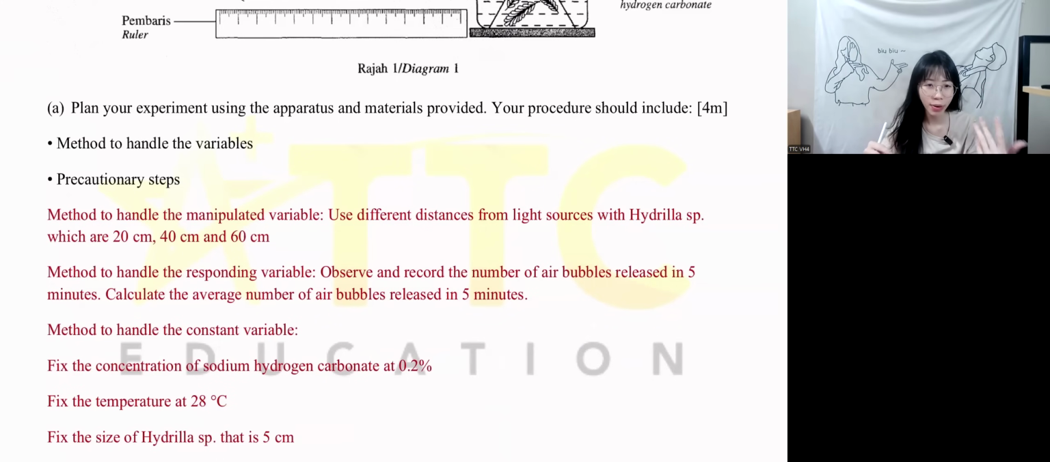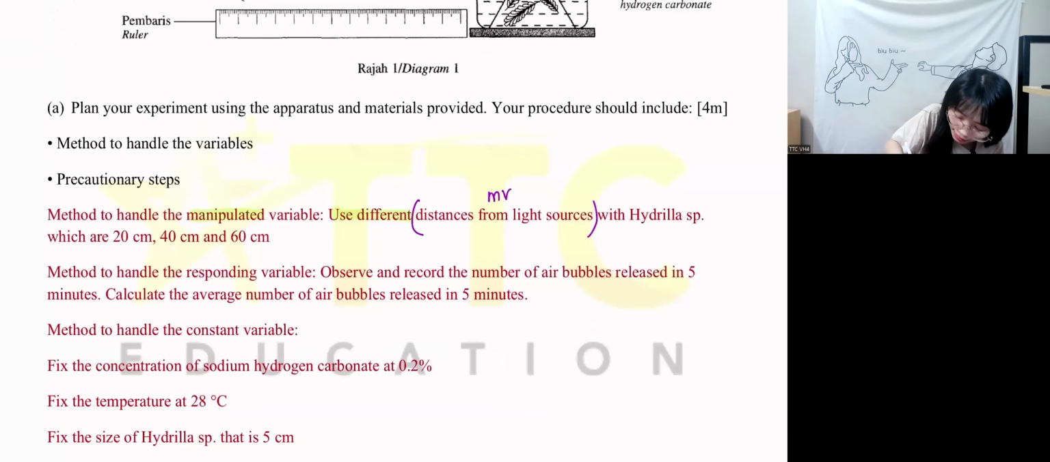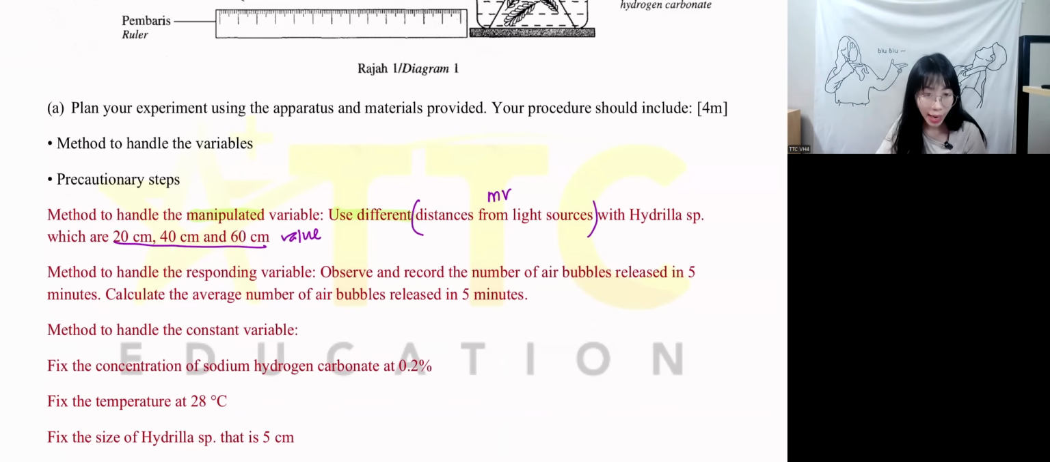Remember, for responding variable, for manipulated variable, and your constant variable, we have a keyword. For manipulated variable, your keyword is use different. Use different distance of light source. Okay, this is your manipulated variable with Hydrilla species, these are the values. You have to write your values when we talk about method to handle.